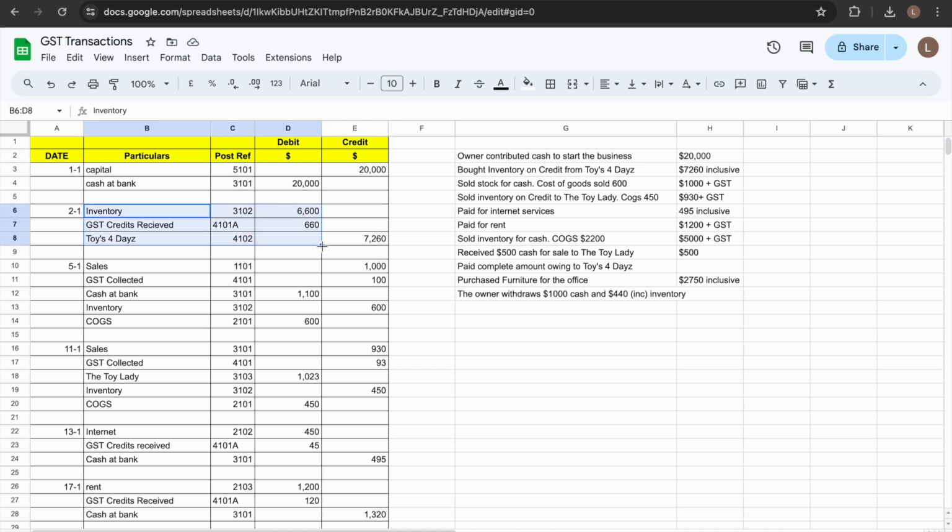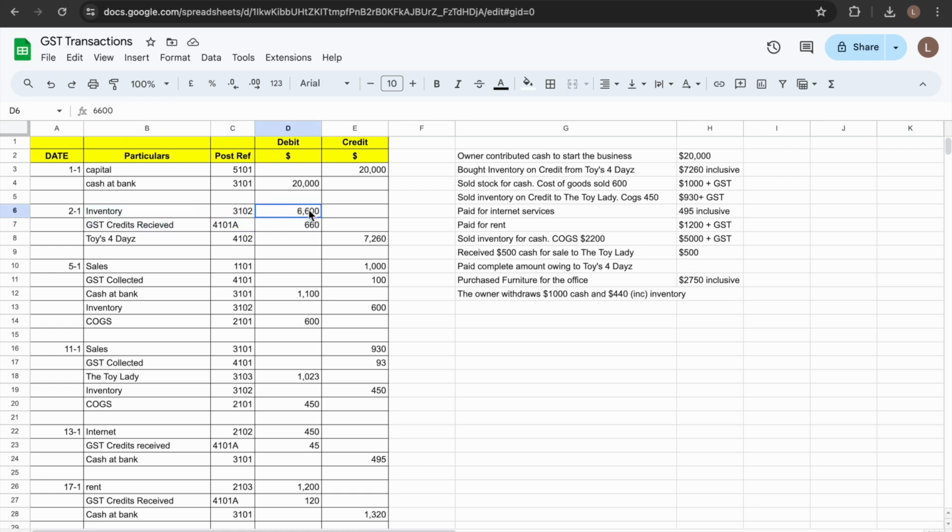Next, as I explained, you've got your inventory here. The reason I did toys for days and not cash at bank is because it says sold on credit, so I'm assuming it's an accounts payable account. Now here I've got my inventory. The inventory is 6,600, because I've taken off the GST, and then I've got my GST credits received here.